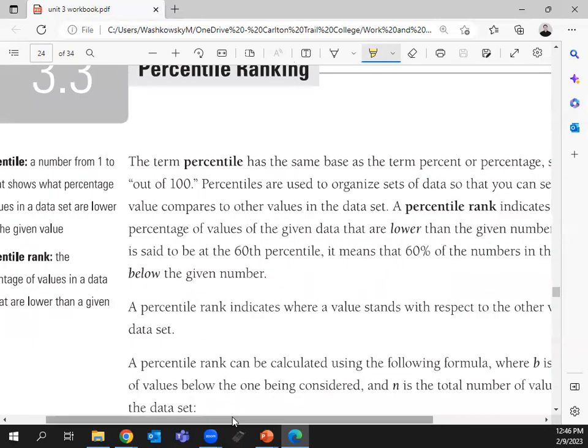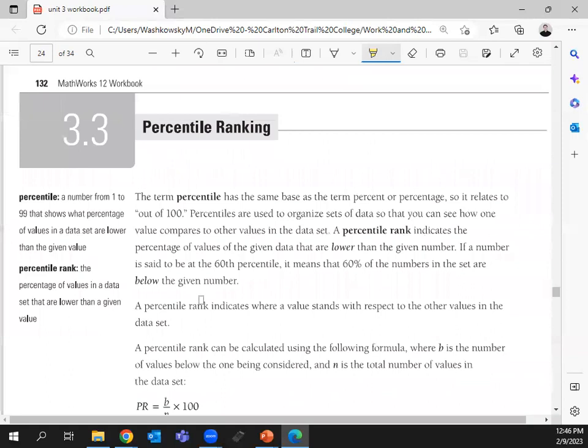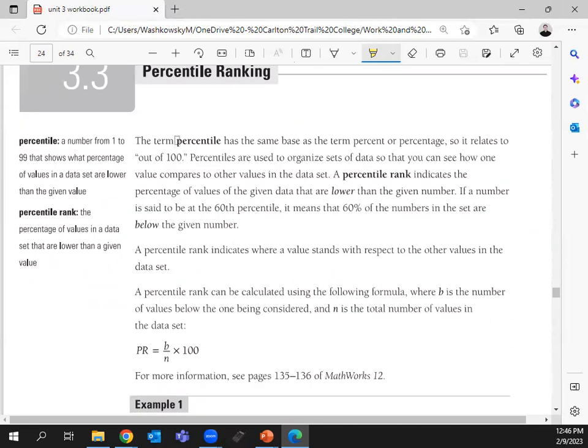Okay, so a couple things you're going to want to highlight, underline, circle, star, make note of. What we've just talked a lot about is percentile and percentile rank. So you see some definitions here. Percentile, the number from 1 to 99 that shows the percentage of values in the data set that are lower than the value given. That's the fancy way of saying, again, you have 100 people in a room.